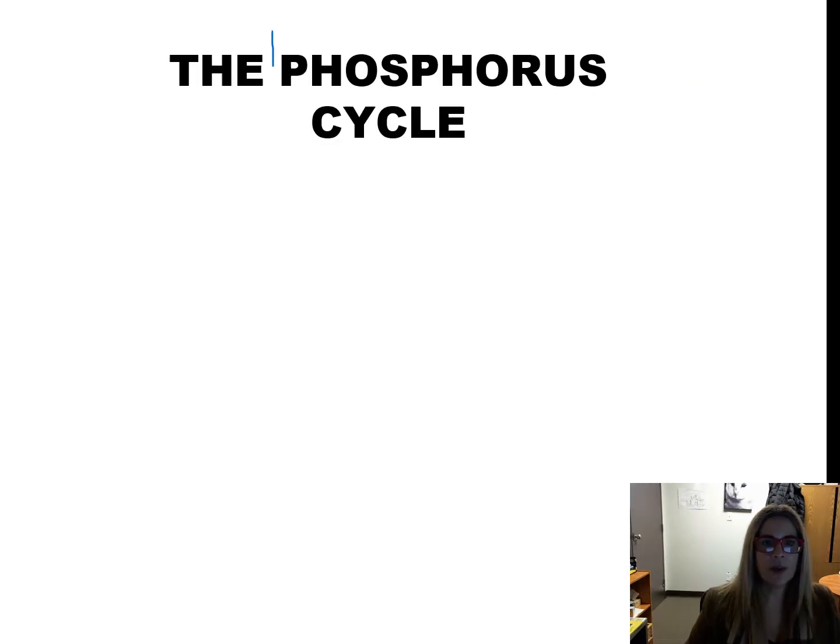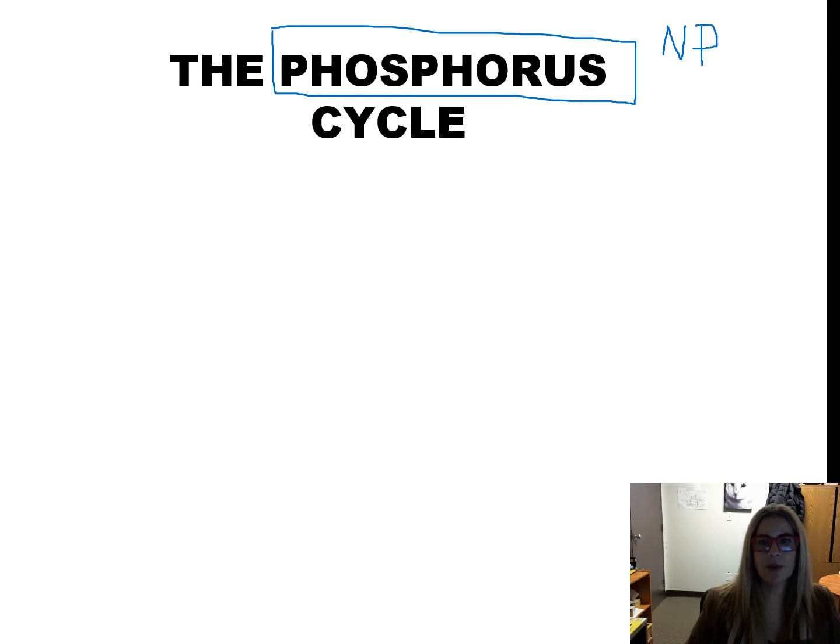So the last cycle that we're going to talk about is the phosphorus cycle. And remember what we said about phosphorus. Phosphorus is one of the big three in terms of plant nutrients. So nitrogen, super important. Phosphorus, super important, and potassium, super important, so NPK. Now those are the macronutrients for plants. Of course, plants need other nutrients in smaller amounts. We call those micronutrients, but NPK are the big three.